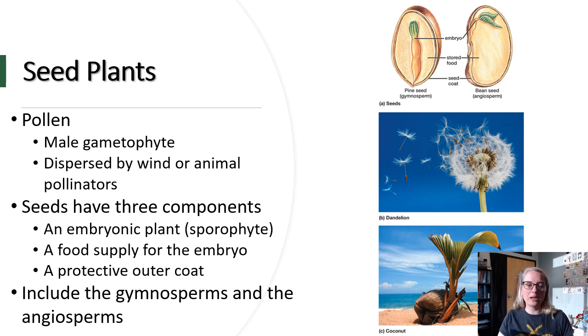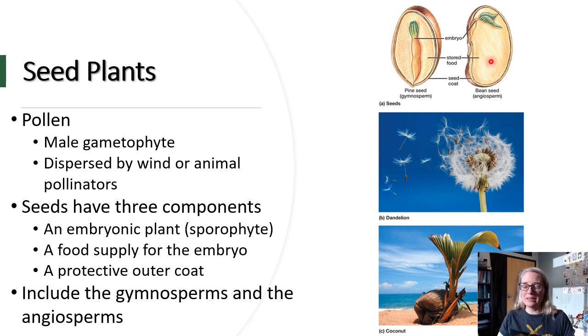Seeds usually have 3 components. We have the embryonic plant. So this is the baby plant. This is the embryo. We can see one here in a pine seed or in a bean seed. Okay, so that's the diploid baby plant. You have food, so that's the seed, that's what we eat. Right? I don't think I have any seeds in my trail mix here.